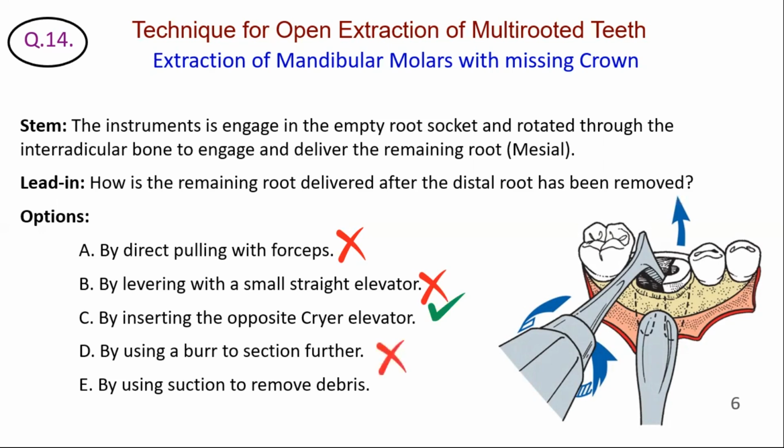Sectioning is done initially, not relevant to root removal. So the correct answer is C. The remaining root is delivered by inserting the opposite Cryer elevator and rotating it through the interradicular bone.